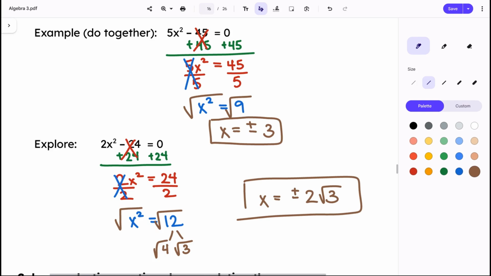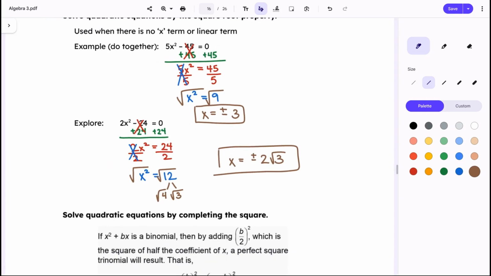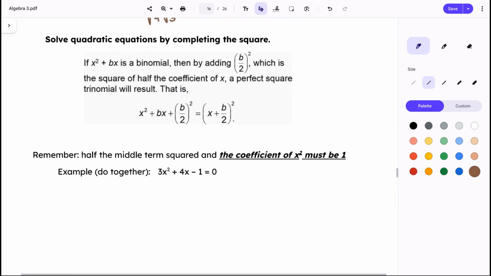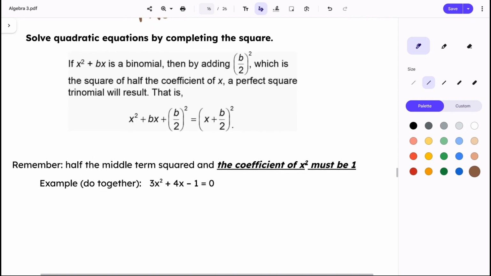Okay, so that kind of goes hand in hand. They were both kind of similar to factoring with each other there. We're going to kind of switch gears now, and we're going to talk about something called completing the square.